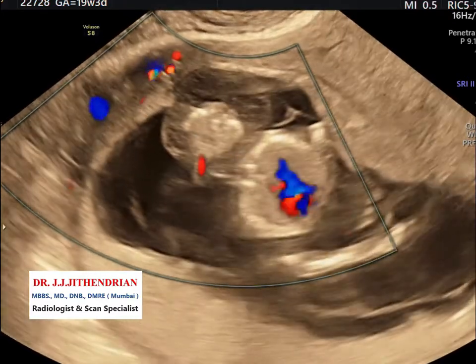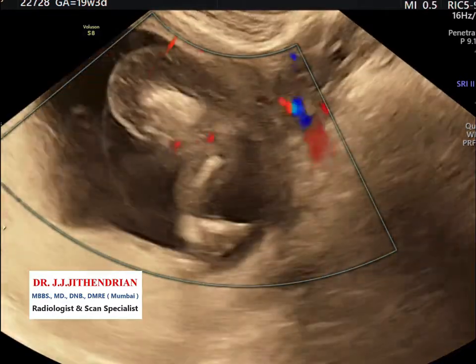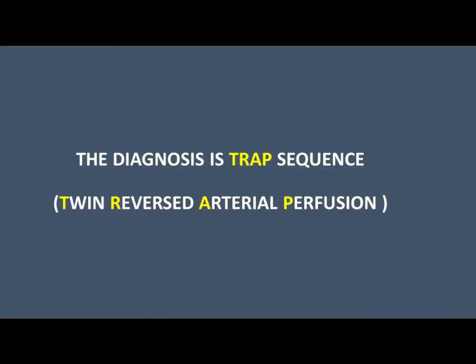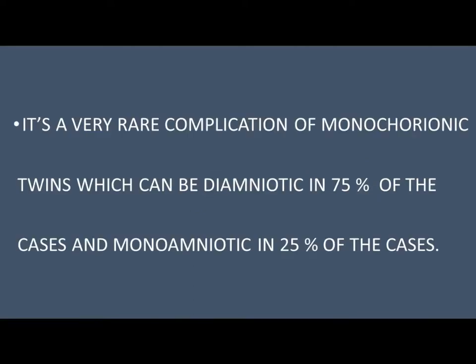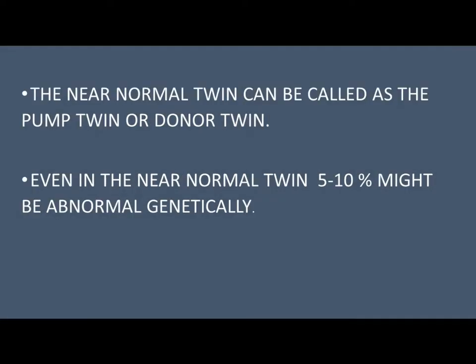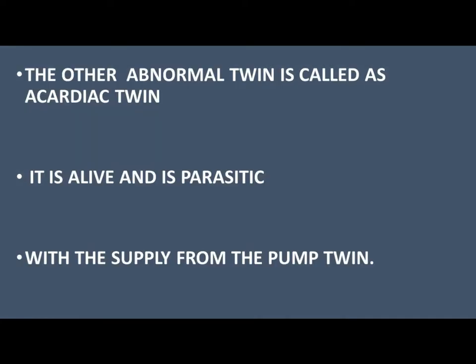The diagnosis is TRAP sequence, which means twin reversed arterial perfusion sequence. It's a very rare complication of monochorionic twins, which can be diamniotic in 75% of the cases and monoamniotic in 25% of the cases. The near normal twin can be called the pump twin or donor twin. Even in the near normal twin, 5 to 10% might be abnormal genetically. The other abnormal twin is called the acardiac twin, and it is alive and is parasitic, with a supply from the pump twin.